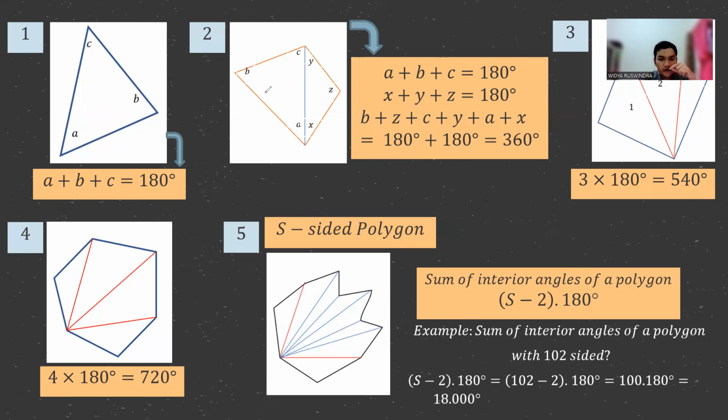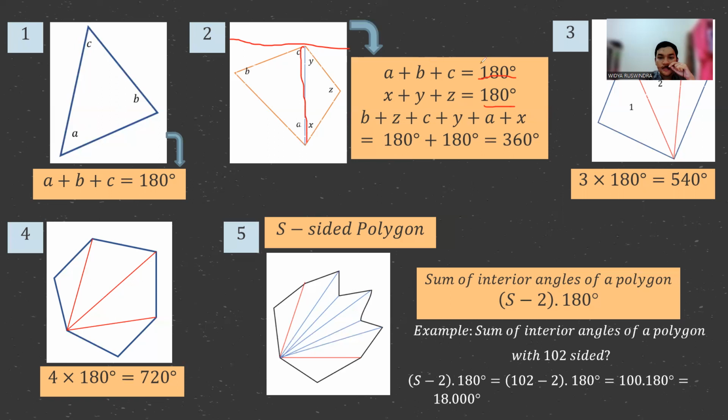So, to know the value of the polygon with 4 sides, we divide the polygon to get triangles. We draw a line, and we will get two triangles. The first triangle has angles A, B, C, and the second triangle has angles X, Y, and Z. So the first triangle is A plus B plus C, which is 180 degrees, and the second is X plus Y plus Z, which is 180 degrees.